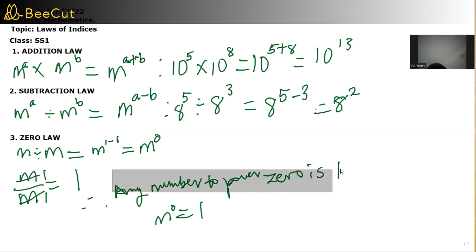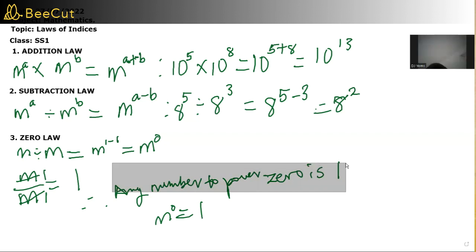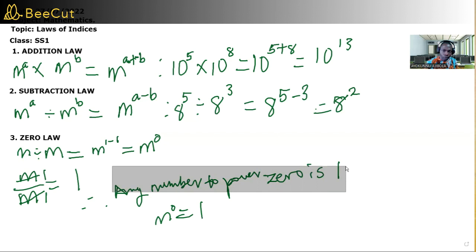Okay? You can prove that what? Any power 0 is 1. Yes, any number raised to power 0 is 1. So is that clear now? Yes. Very good, very good.